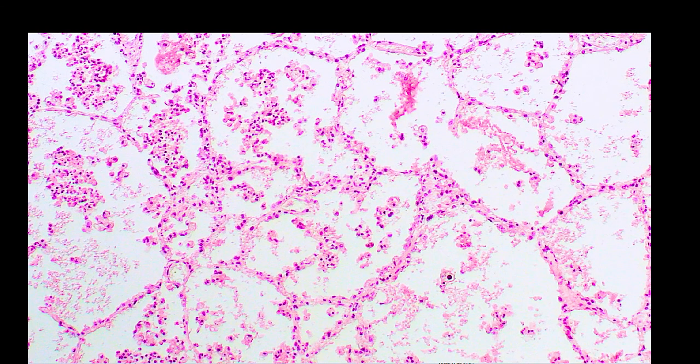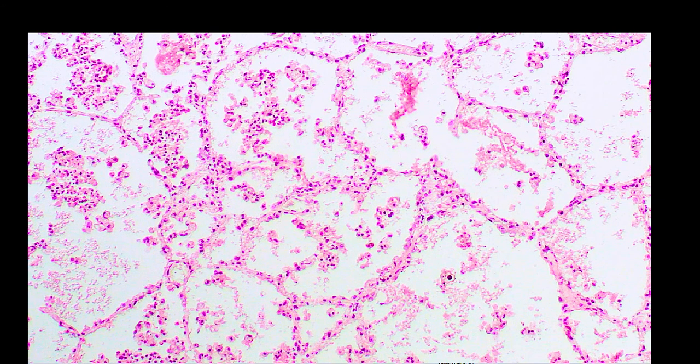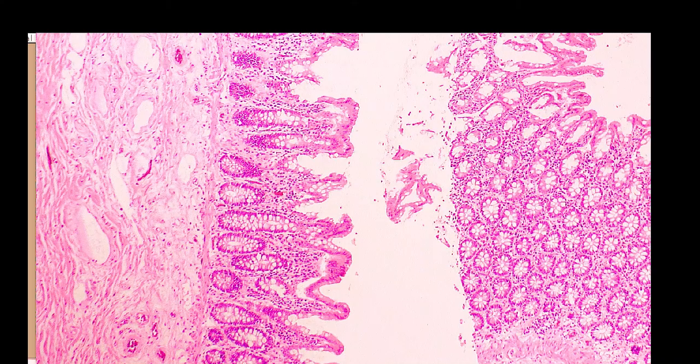This is a case of resolving inflammation of the lung. So this is further moved on from that previous one. In this case, the leukocytes are starting to break down and they're forming that debris inside the alveolar spaces. And they're being mopped up by macrophages that will ingest that debris and the neutrophils that have died through a process of apoptosis.